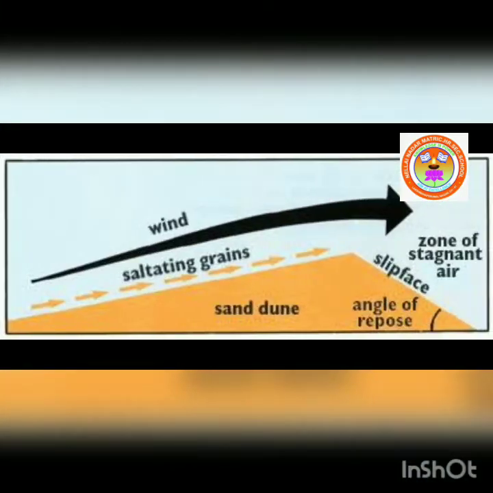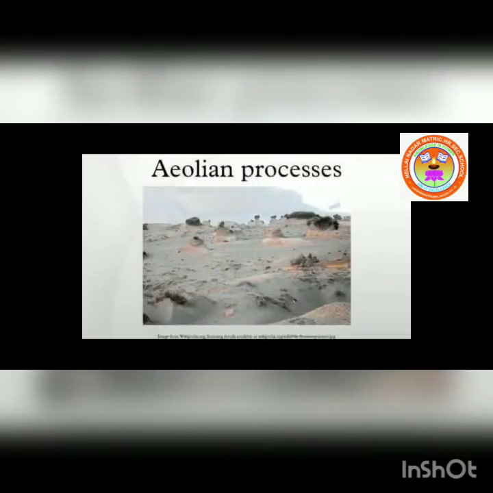Here the blowing of wind: the air blows horizontally over the earth's surface. Here, Aeolian processes. The erosional, transportational and depositional action of wind is predominant in arid regions. This is the Aeolian process.